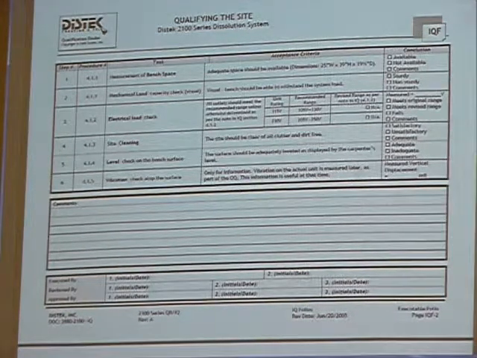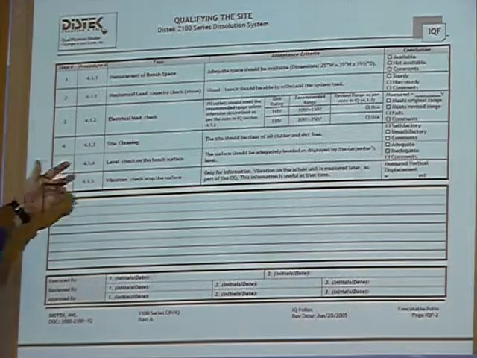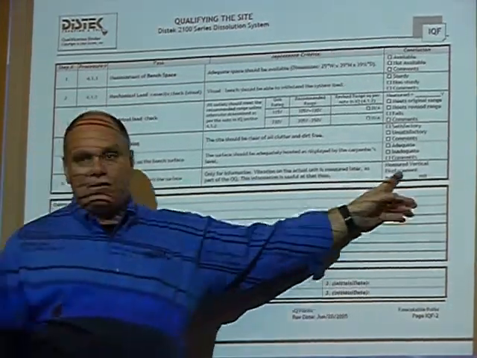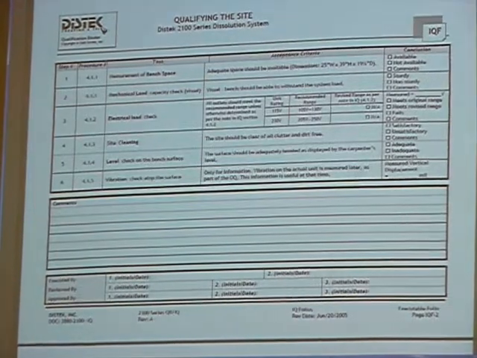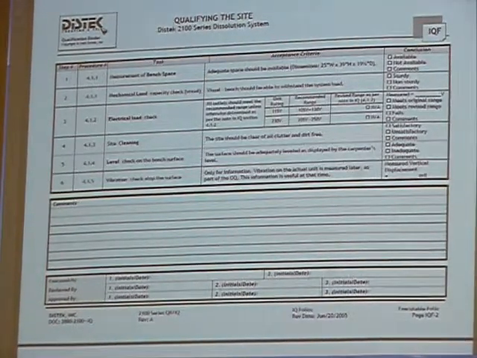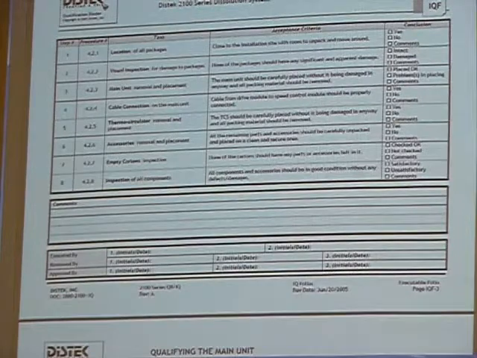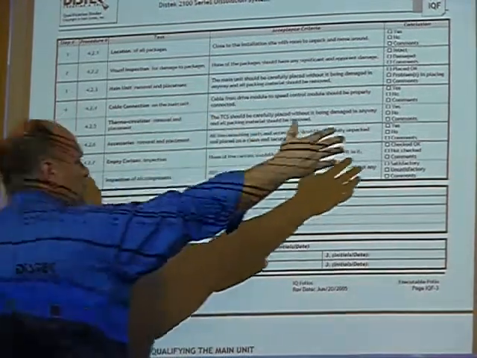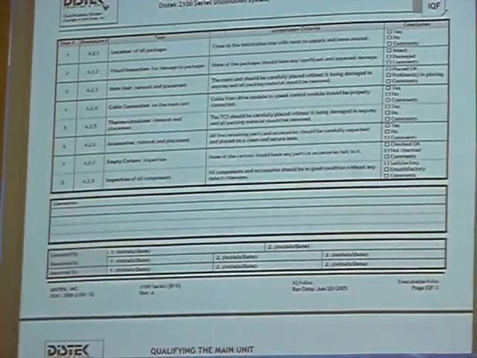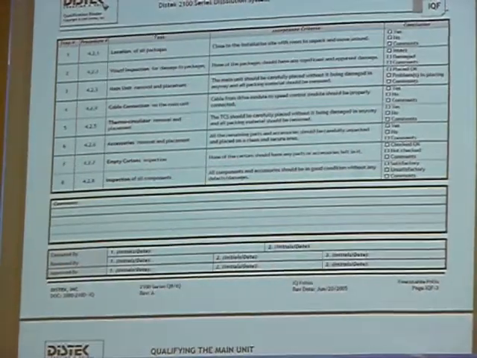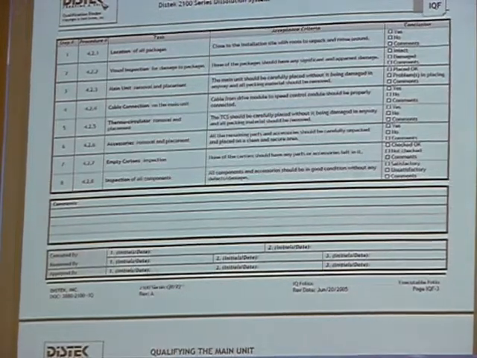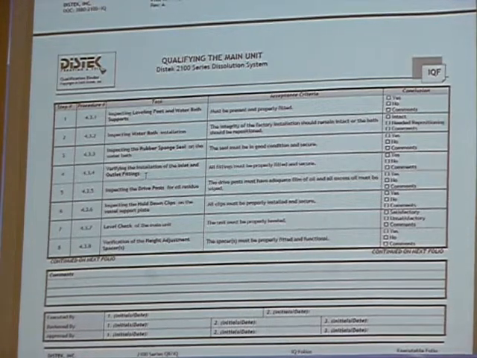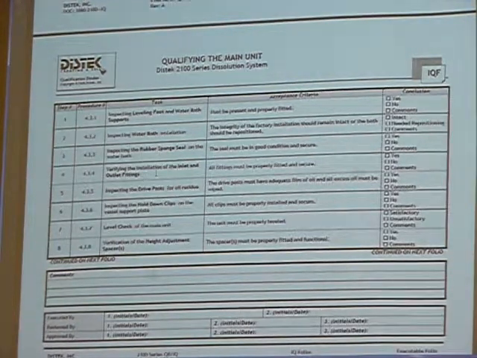Mechanical load, electrical load, site cleaning, level check on the bench, vibration atop there. This doesn't have a pass-fail, it just has you write down what the actual measurement is. That's that vibration, the non-specified number. Location of all packages, visual inspection. So as you can see, most of this is just a checklist. Yes or no? There's really no getting lost on it. Very few actual things have to be done other than measuring the space, voltage, and everything else is a checklist.